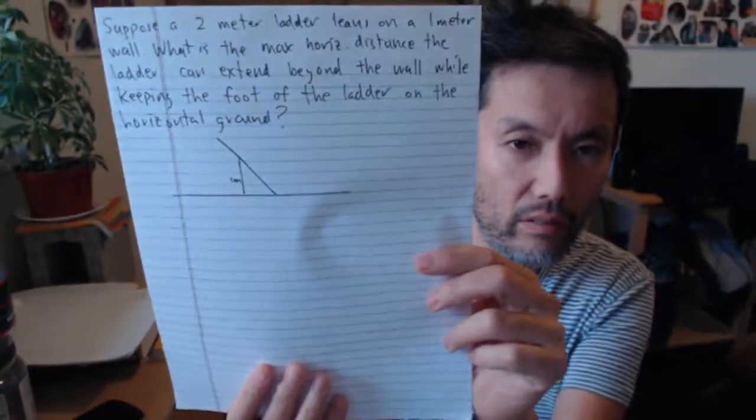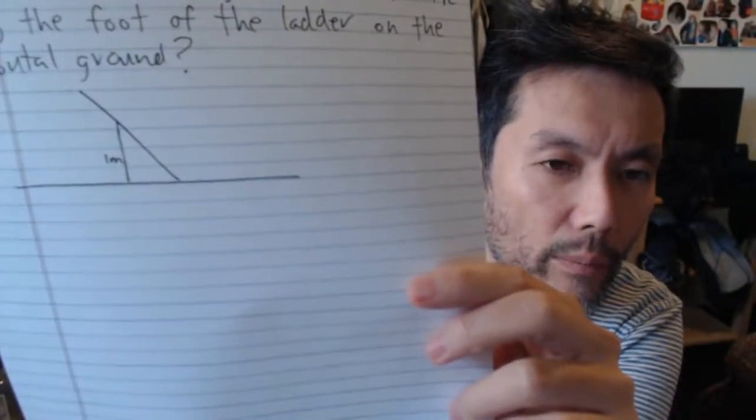We have a horizontal ground. We have a 1-meter high wall. This is 1 meter. And then we have a ladder, which is at an angle with respect to this wall. We have this kind of situation. So there's the wall there marked with 1 meter. And then we've got this ladder being, of course, 2 meters long.